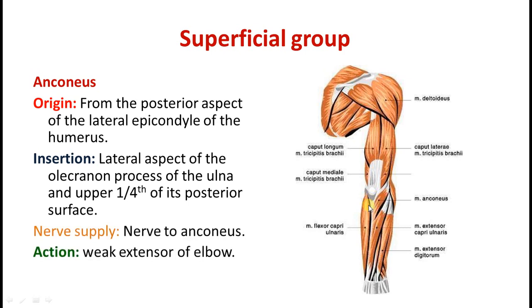The anconeus muscle also has another function: it is intimately related to the capsule of the elbow joint. It prevents the capsule from getting pinched between the olecranon fossa and the olecranon process of the ulna during extension of the elbow joint. So it pulls the capsule, thereby the capsule does not get trapped between the olecranon process of the ulna and the olecranon fossa of the humerus during extension.